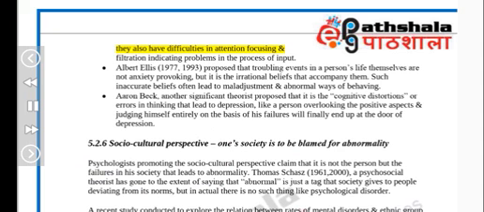They also have difficulties in attention focusing and filtration, indicating problems in the process of input. Albert Ellis (1977-1993) proposed that troubling events in a person's life are not themselves anxiety-provoking, but it is the irrational beliefs that accompany them. Such inaccurate beliefs often lead to maladjustment and abnormal ways of behaving.